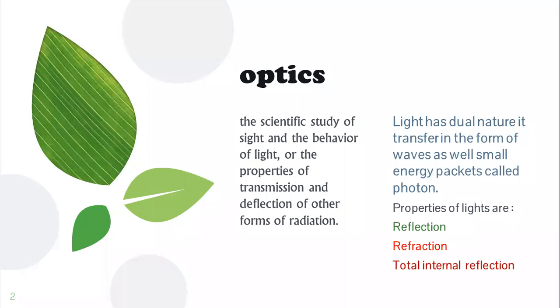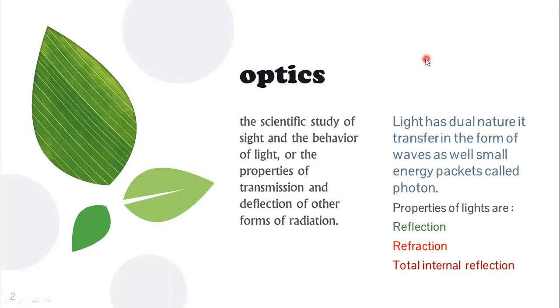As you have studied in the previous classes, optics is the branch of physics, the scientific study of sight and the behavior of light, or the properties of transmission and deflection of other forms of radiation. In simple words, optics is related to vision and light: the behaviors of light, properties of light, and all the things that are related to light and vision are included in the branch of physics that is called optics.